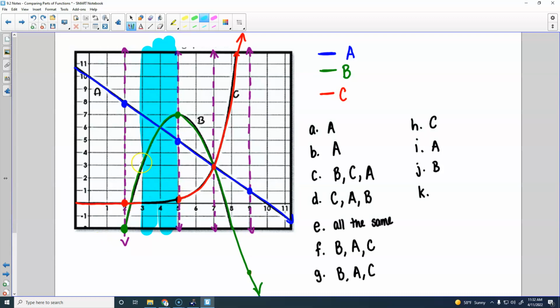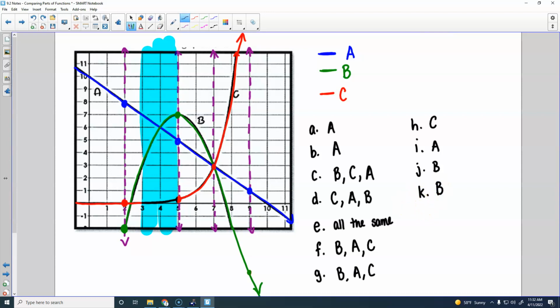C and B are both increasing, but which one is steepest? B. C is barely increasing at all. It's not very steep at all. The green graph is definitely the steepest. So for that, we will get B for that one.